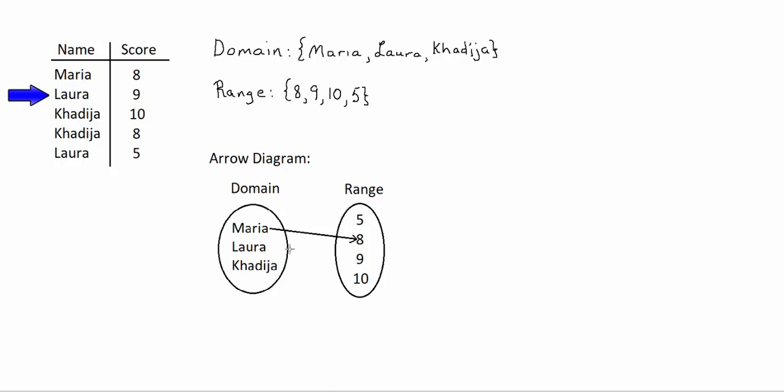We get an arrow from the name Laura to the score 9. We get an arrow from the name Khadijah to the score 10. We get an arrow from the name Khadijah to the score 8. And we get an arrow from the name Laura to the score 5. Note that I only needed to write each domain element or name once and each range element or score once, and that it doesn't matter which order the domain elements are written in and which order the range elements are written in, so long as I have an arrow for every correspondence or row of the table.